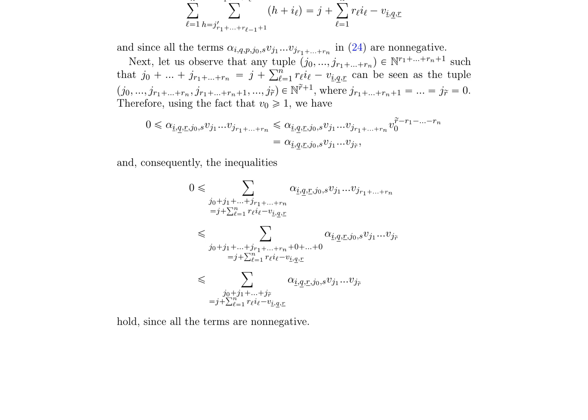Consequently, the inequalities 0 is less than or equal to the n-ary summation over j0, j1, ..., R_n of the product alpha_{i,q,r,j0,s} V_{j1} ... V_{jR1} is less than or equal to the corresponding n-ary summation over the larger range hold, since all the terms are non-negative.